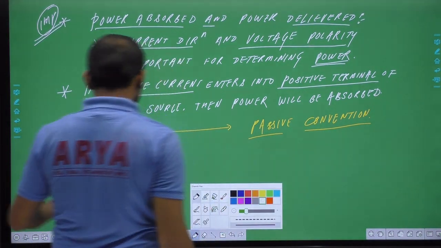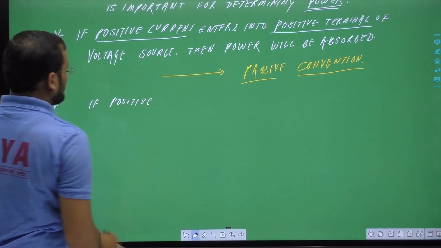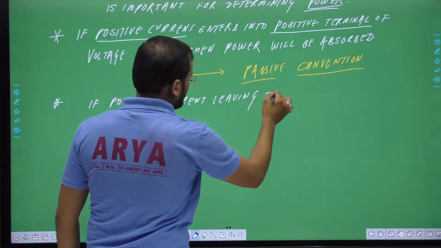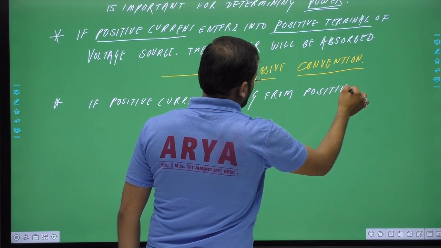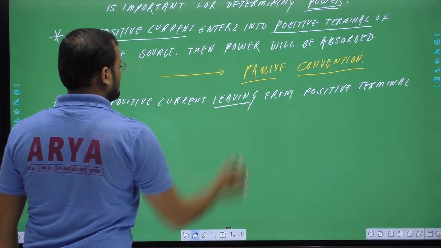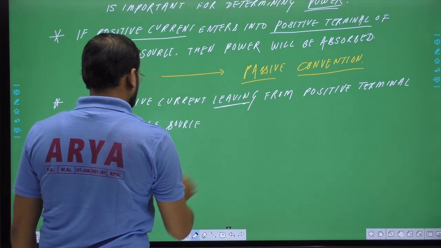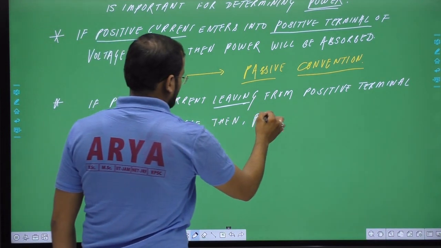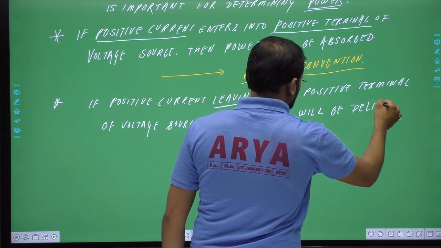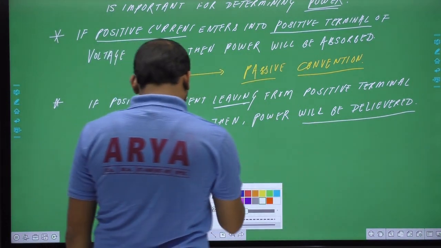Okay, second definition is, if positive current is leaving from the positive terminal of a voltage source, then power will be delivered. This convention is known as active convention.